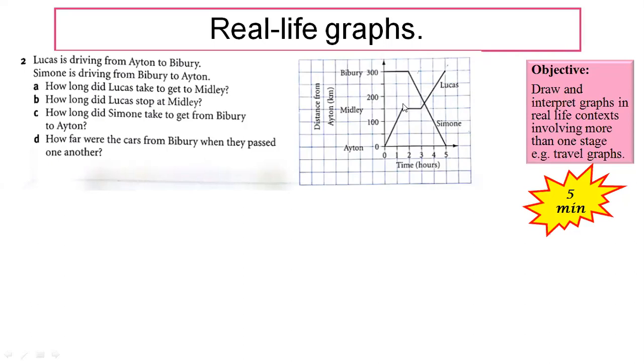Now, we don't need the distance from 0. It says how far were they from Barbary. So 160, how far is it from 300? We subtract 300 minus 160, which is about 140 kilometers. Here they put about 130. So if you say about 130, about 140, both of them are okay. So this is how we deal with real life graphs.